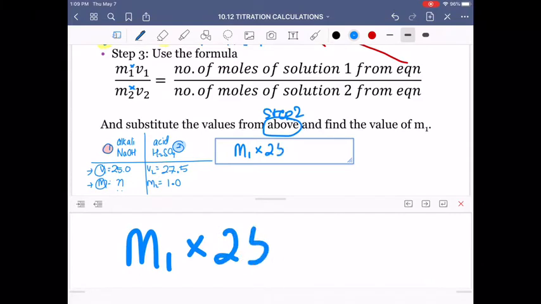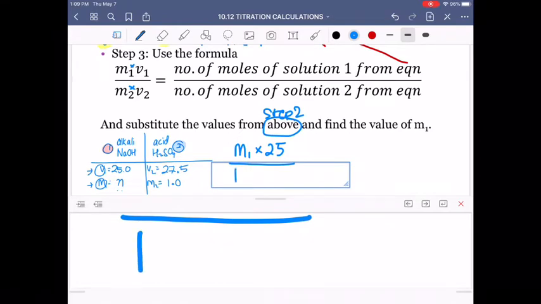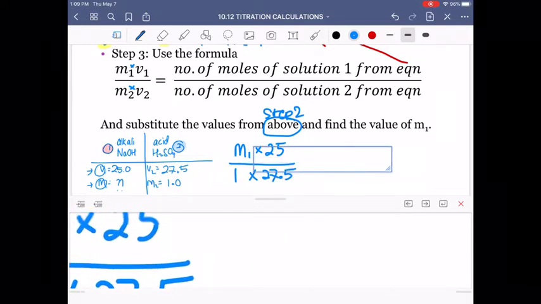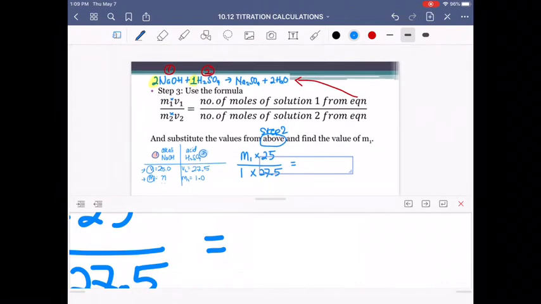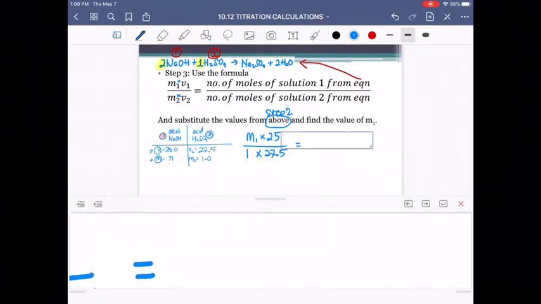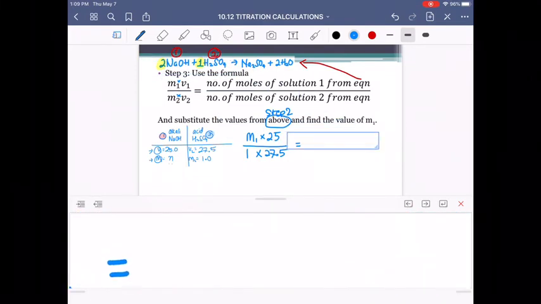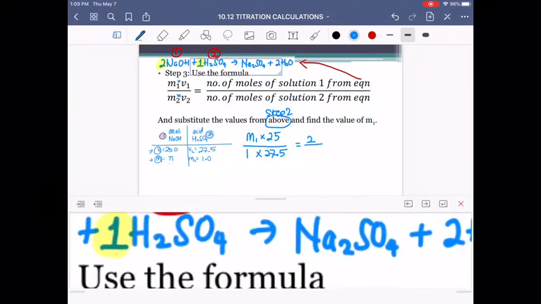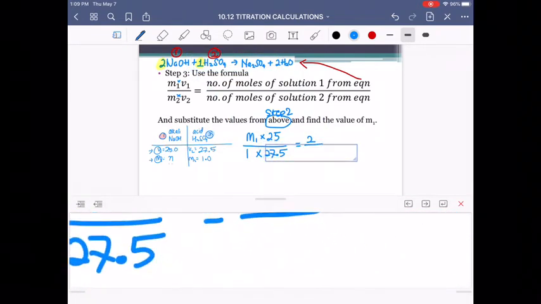V1 is 25. Divide with M2, which is 1, times 27.5, is equal to your number of moles from the equation. Solution 1 is your sodium hydroxide, so the number of moles for sodium hydroxide here is 2. So you have to put here 2 over the number of moles of solution 2, which is your sulfuric acid, which is 1, the one highlighted yellow, so I'm going to put here 1.